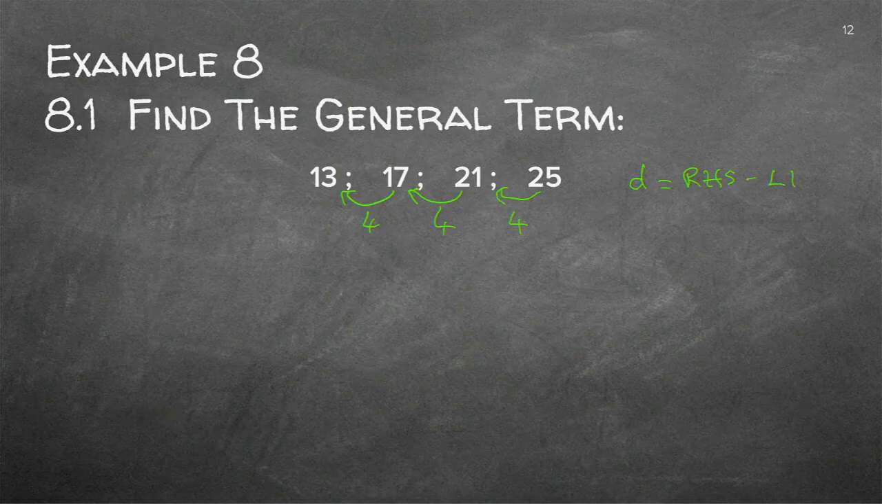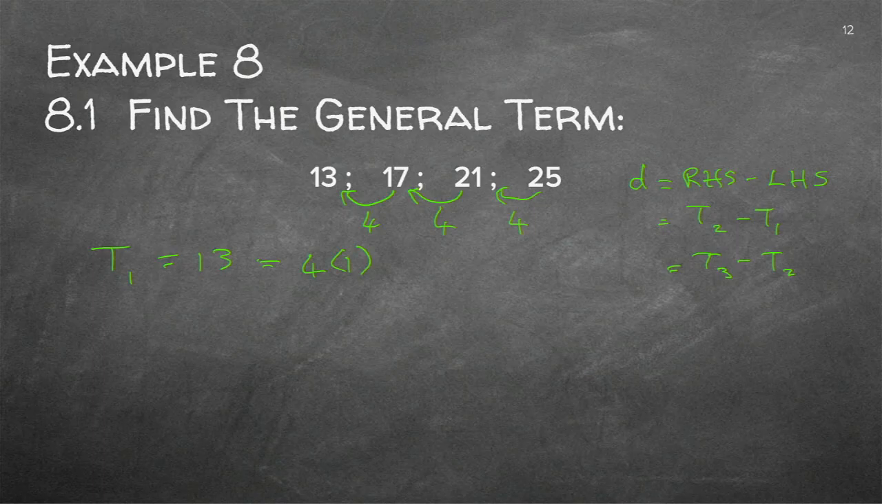minus left-hand side. So I can either take T2 minus T1, or I can take T3 minus T2. I can take any of the terms which follow onto one another, but I take always the right-hand side minus the left-hand side, and that is how we get the common difference. Now, if I now write down T1 here, T1 is actually 13. So if I write it down, and I now said, but it's 4 times 1, because that's what we did previously.